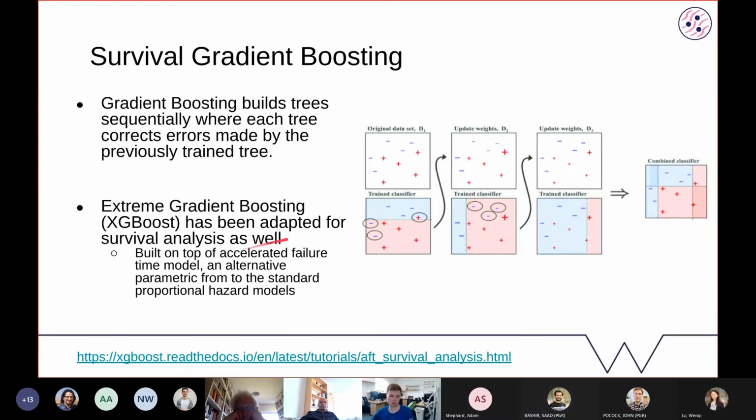It's built on top of a different model to the Cox proportional hazard model. It uses something called accelerated failure time, but fundamentally it's the exact same concept. And this has also been shown to get some good results when applied to survival analysis problems.